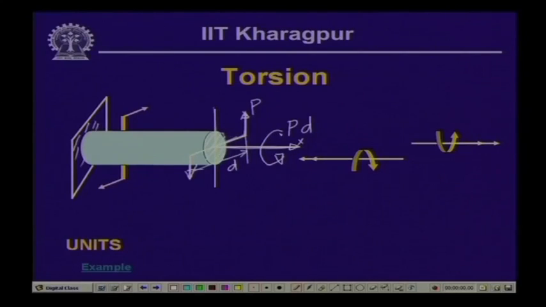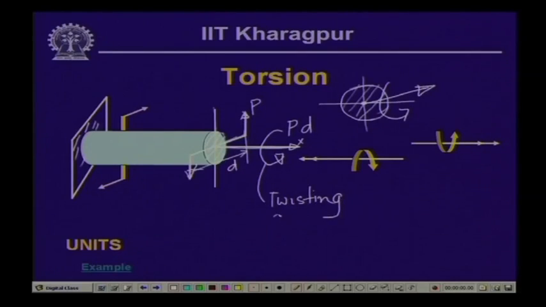Now, when a section or a particular member is subjected to a moment about the axis which is normal to the cross section. Let us say this is the cross section of the bar and this is the axis system which is in the plane of the cross section. The moment acting here is about the axis which is perpendicular to the plane of this board. So, the moment is acting about this particular axis, and this is what is called twisting moment or torsion. This we define as twisting moment or torsion.